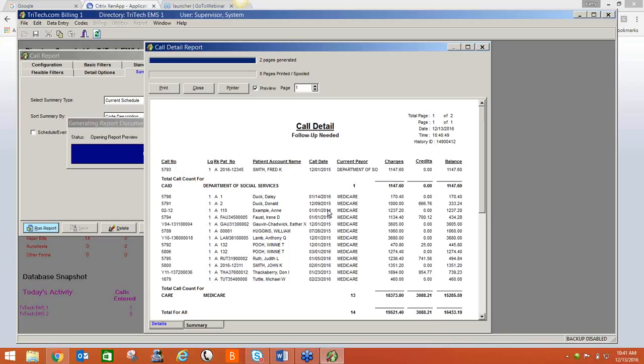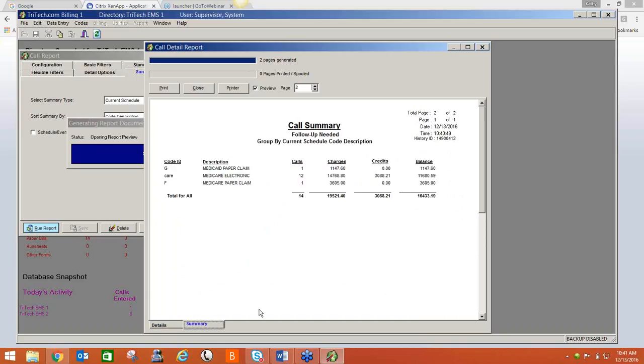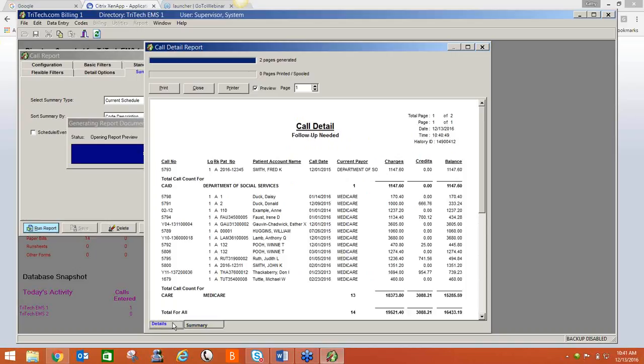So that I know what's happening with those calls as well. The summary part of that also shows me where those review type calls are sitting: one with Medicaid, one Medicare paper, and 12 Medicare electronic. And then it shows me the total of the 14 calls and what the balances are. So this is a really helpful report.